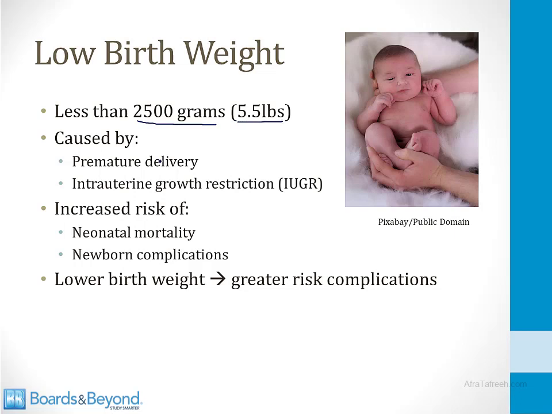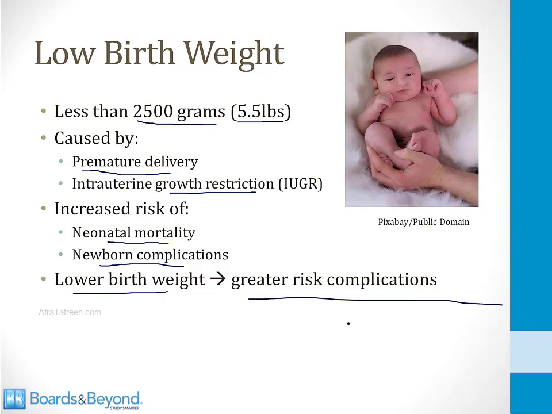This is often caused if the baby is delivered prematurely before it has grown fully to term. It can also be caused if there's any reason for intrauterine growth restriction, which basically means that the baby does not grow to normal size. And babies that are born with low birth weight are at increased risk of neonatal mortality. They're also at increased risk of a number of complications, which we'll talk about in this video. So the bottom line is that any time a baby is born with lower birth weight, there's a greater risk of many forms of complications for the baby.